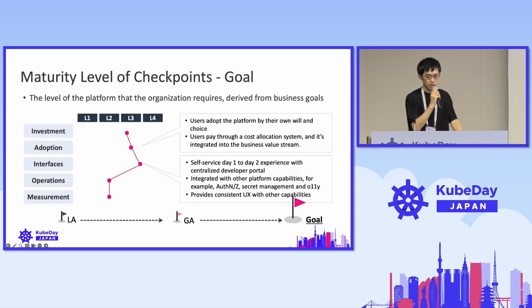Let's discuss the goal checkpoint. At this stage, the focus is on further expanding support for use cases and improving the system's effectiveness, taking into account the ultimate goal of the platform. An important aspect here is that users recognize its value and are willing to pay for it. It helps avoid the platform team being treated as a cost center and ensures that we can measure the contribution to the business. Finally, this requires a cost allocation system to be in place, and the platform must be integrated with these systems so that cost can be calculated based on users' actual usage.